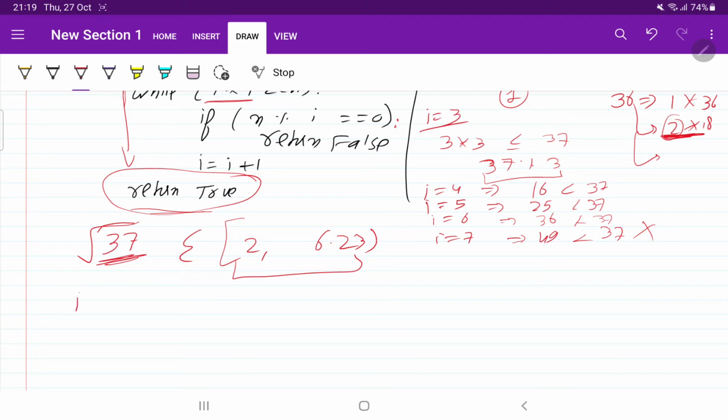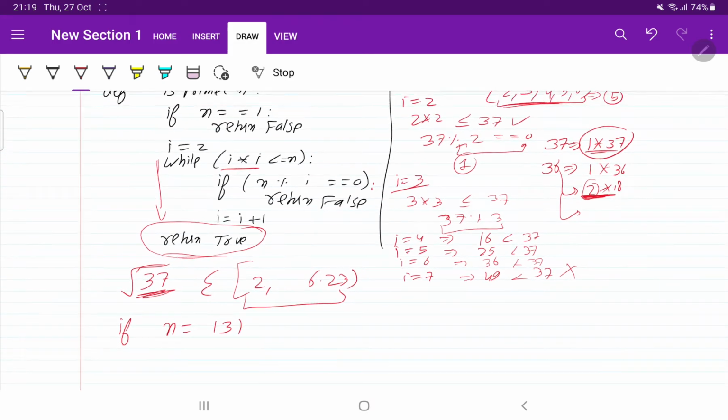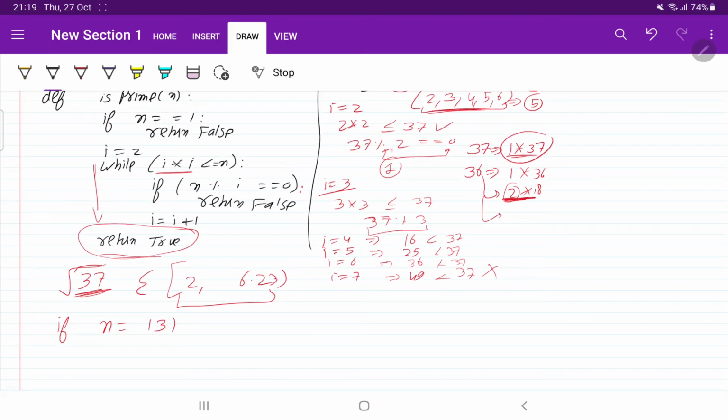Suppose we get n equal to 131. In the previous approach, you would start from 2 and check till 130. But let's see how many iterations we do with the above approach. So first of all, here is the isPrime function. It will check whether n is equal to 1 or not. It's not 1. So what will we do?